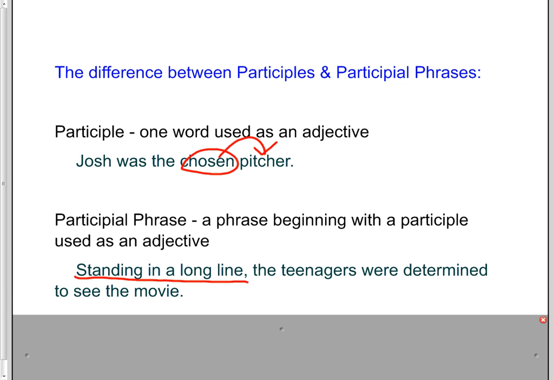Standing in a long line, the teenagers were determined to see the movie. This whole thing describes the teenagers. It's the main difference.